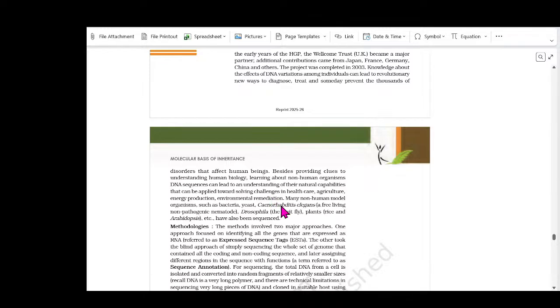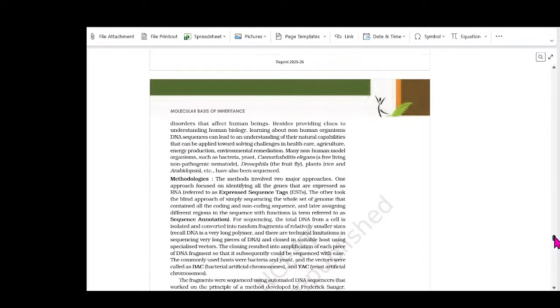Many non-human model organisms such as bacteria, yeast, Caenorhabditis elegans, a free-living non-pathogenic nematode, Drosophila the fruit fly, and plants like rice and Arabidopsis have also been sequenced. Methodologies. The method involved two major approaches.